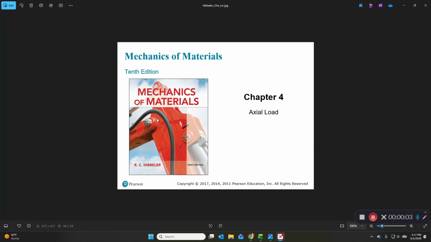Hello, this is Professor Doug, and we are moving on to Chapter 4 in Hibbler Mechanics of Materials. This chapter deals with axial load, and we'll be using Excel once again to solve several examples. These examples are more challenging and have more in-depth analysis with Excel, more applications and functionality. So we start to get deeper into the analytics using Excel in this chapter. So let's look at the first example.